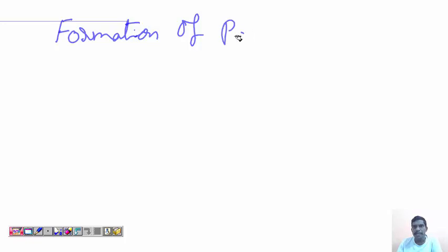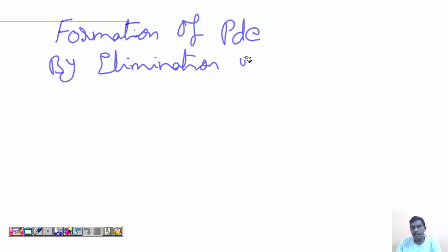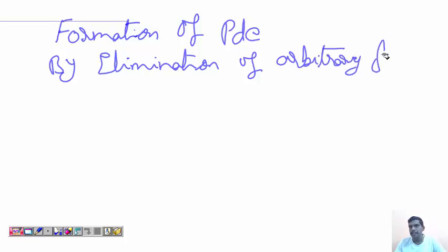Formation of partial differential equation by elimination of arbitrary functions. As in the last lecture, we have done the formation of PDE by elimination of arbitrary constants. Here we are going to eliminate the arbitrary functions to form the differential equation of a given function.